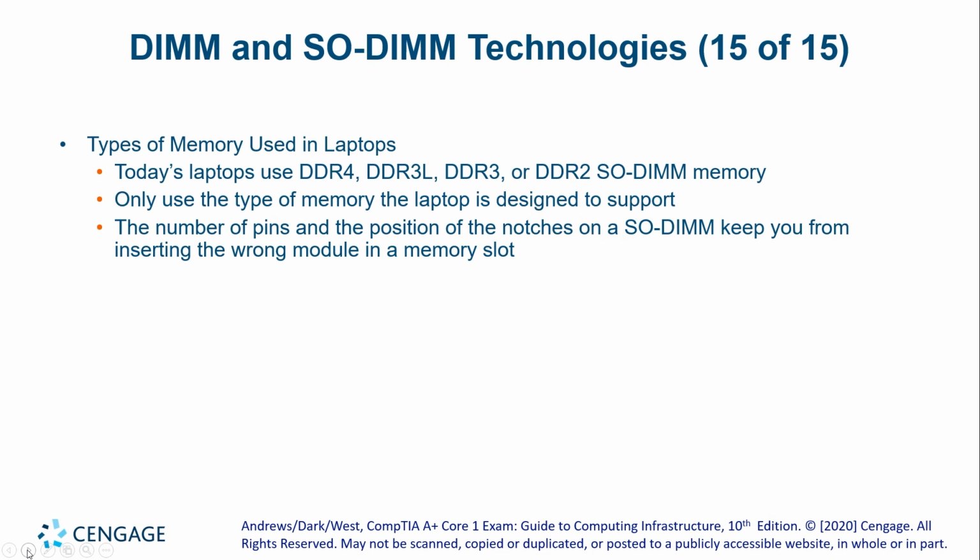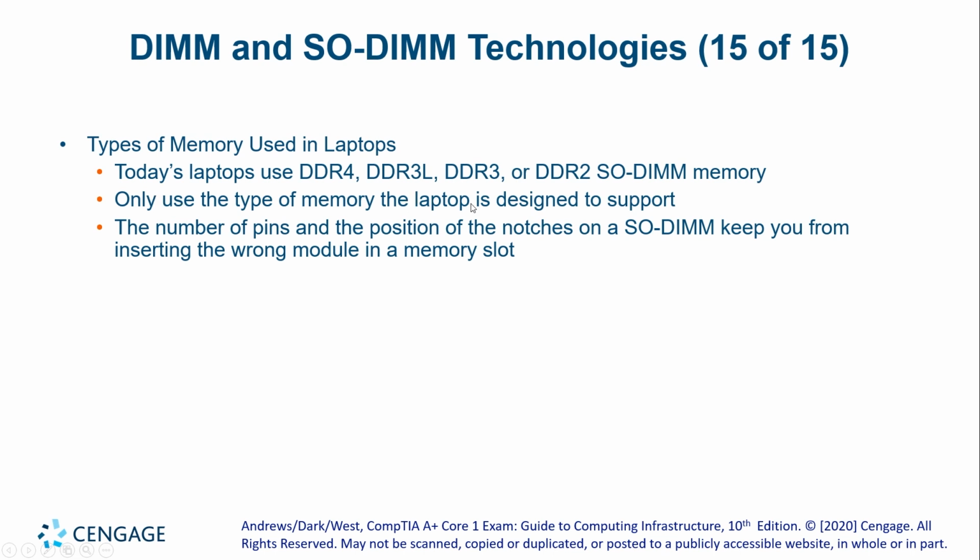Today's laptops use DDR4, DDR3L, DDR3, and DDR2 SODIMM occasionally, but that's a really old laptop. You probably wouldn't find one on the market that uses DDR2 SODIMM. Types of memory used in laptops. Today's laptops use DDR4, DDR3L, DDR3, and DDR2 SODIMM, which is small form factor or small outline DIMM. Basically, these are little chips. They're about half the size of a regular RAM chip.